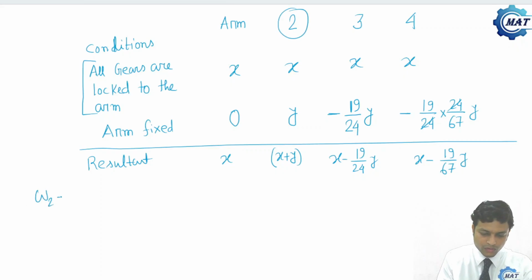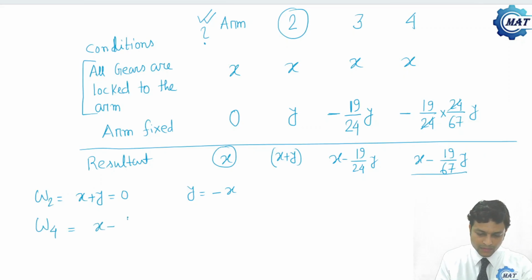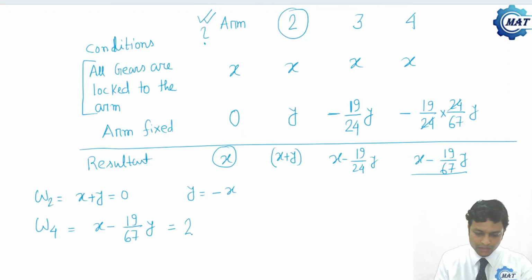Now it is given that gear 2 is fixed, so omega 2 is x plus y, which is 0. That is, y is minus x. And we have to find out the speed of the arm. What is the speed of the arm? That is, what is the value of x. And this is also given, omega 4, that is x minus 19 by 67 y, is given as 20 counterclockwise.